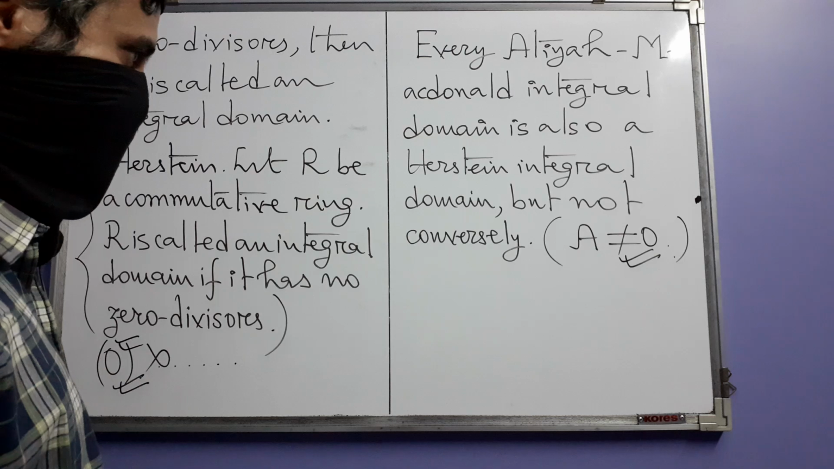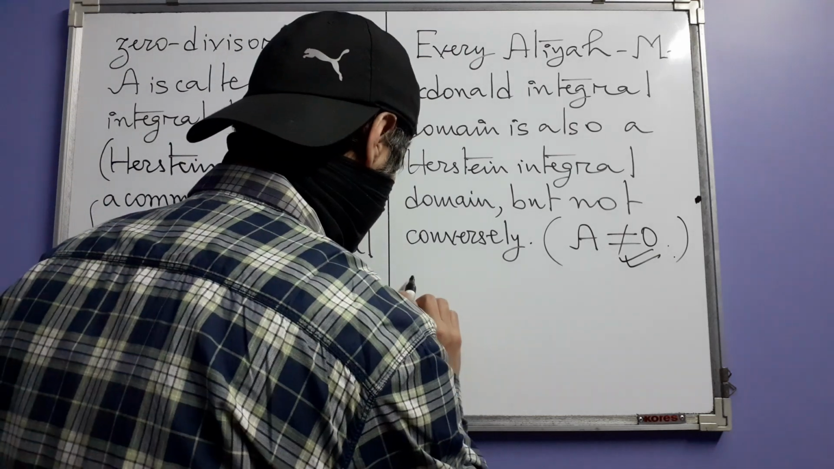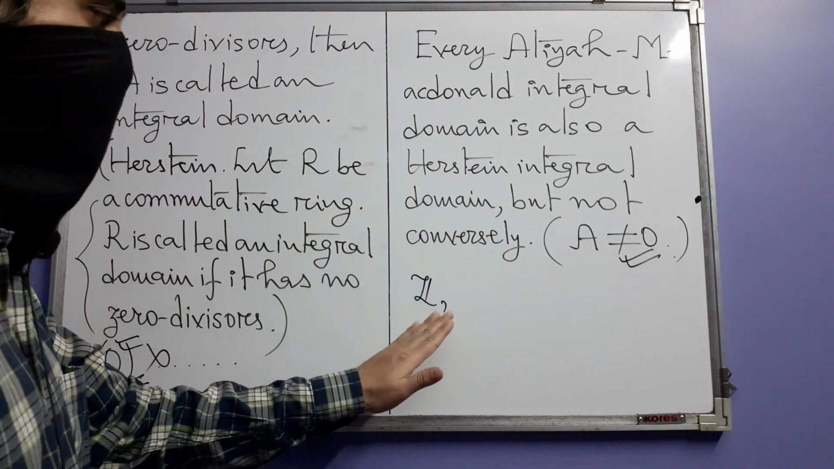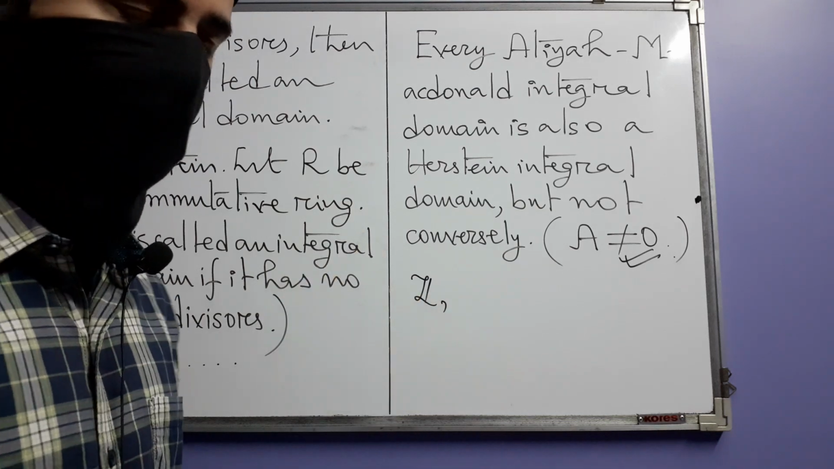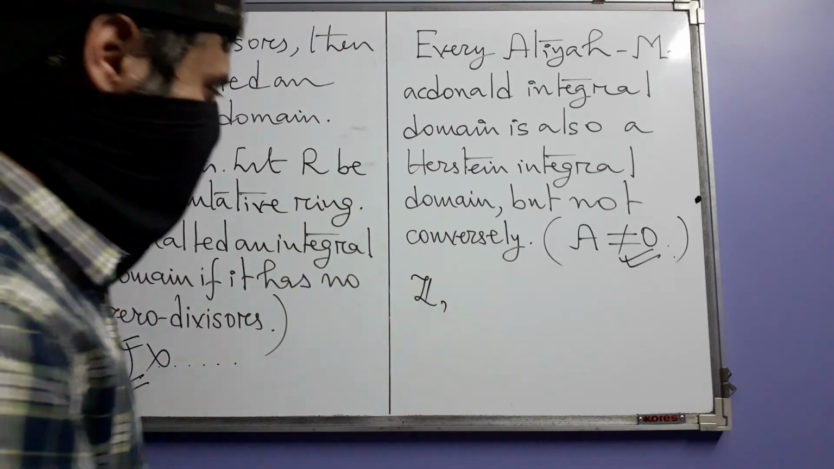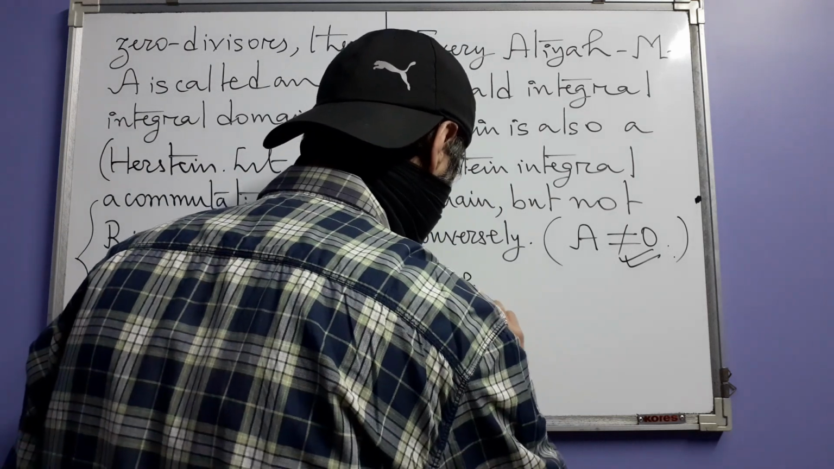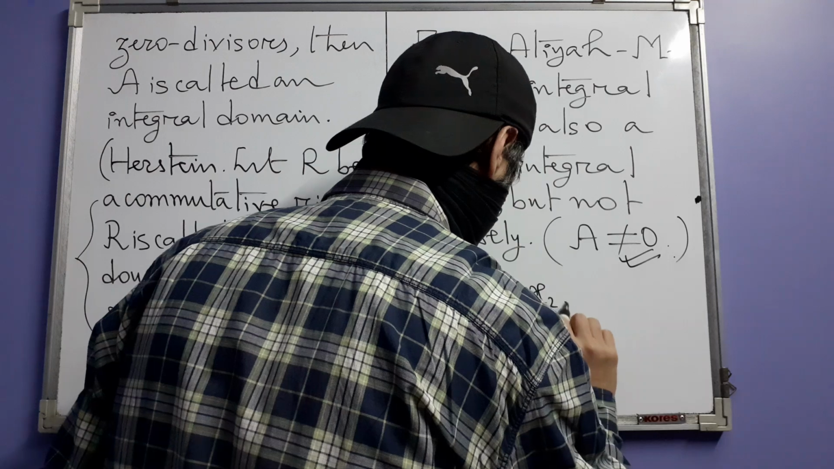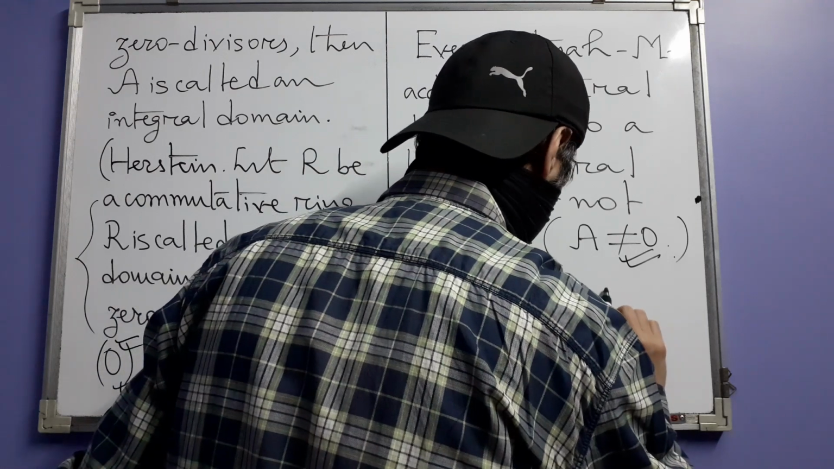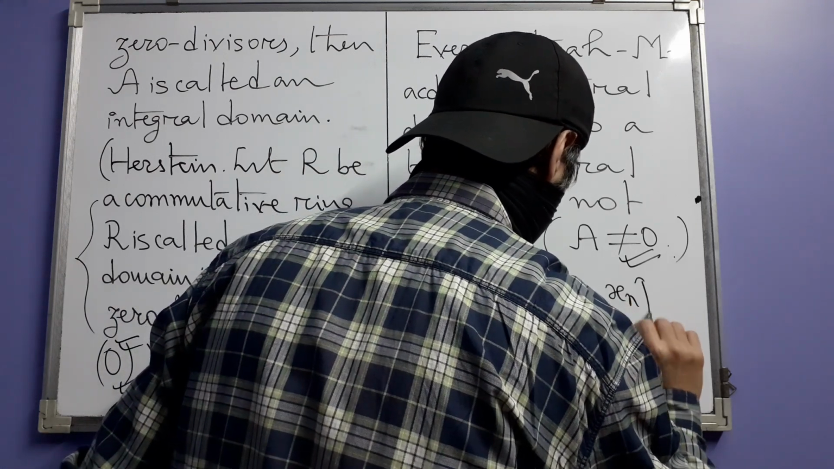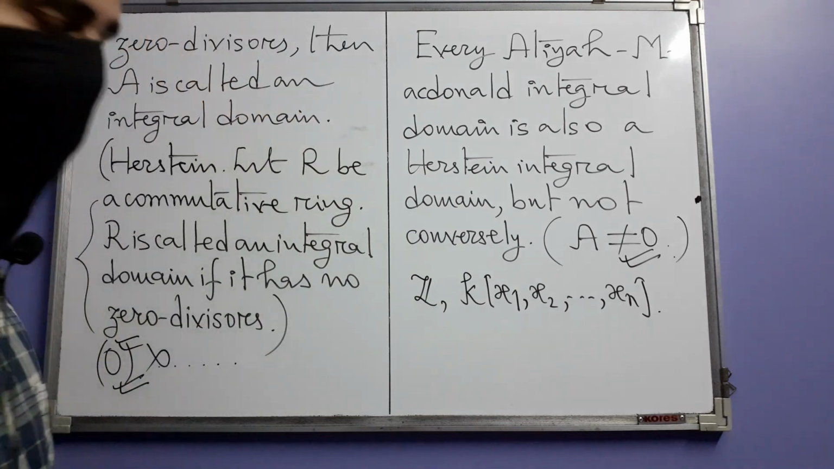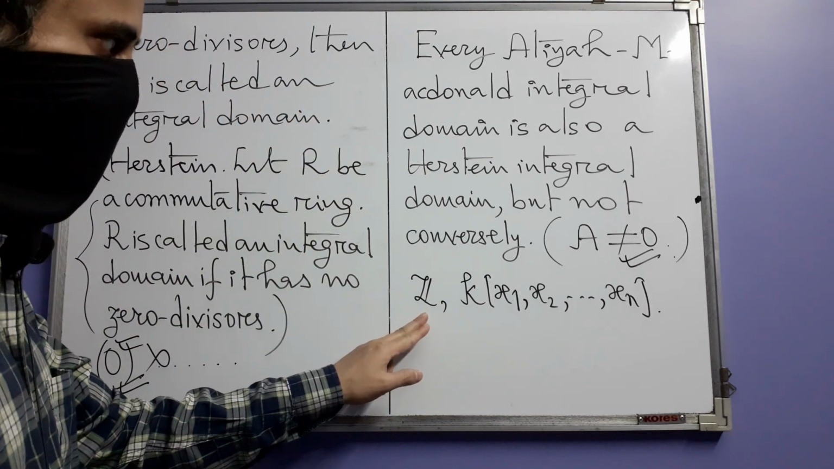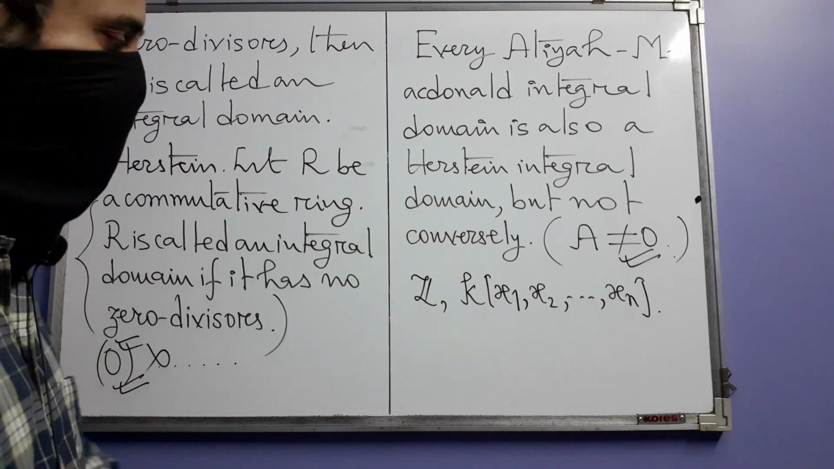Now, examples of integral domains, of course, are the familiar examples with which we, in fact, started this entire discussion. In the beginning itself, we gave these two examples. One of them comes from number theory and the other one comes from algebraic geometry. So, this is an integral domain in our sense now.